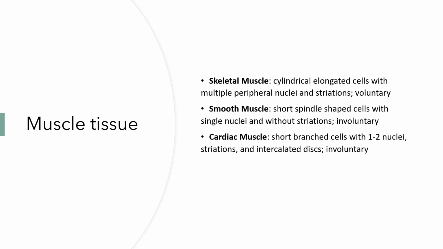Then you've got cardiac muscle, which has characteristics of both skeletal muscle and smooth muscle. Cardiac muscle consists of short branched cells which have 1 to 2 nuclei in them. They are striated, and there's also the presence of intercalated discs. And just like smooth muscle, they're involuntary, so they do whatever they want to do. And fortunately for us, what they want to do is keep the heart beating. Because if you think about it, your heart beats whether you tell it what to do or not. If you have to think about making your heart beat, that's a problem.